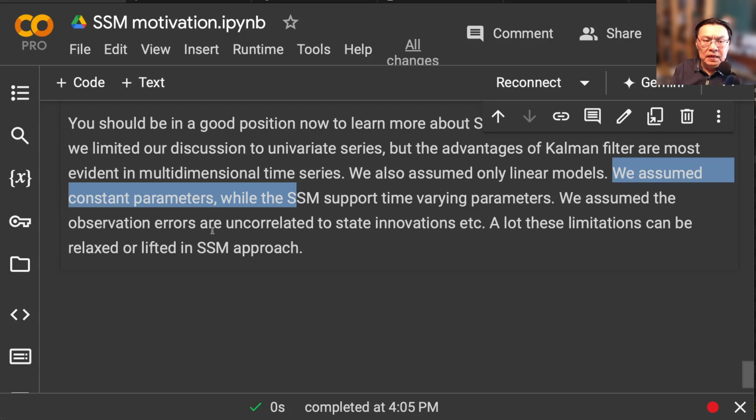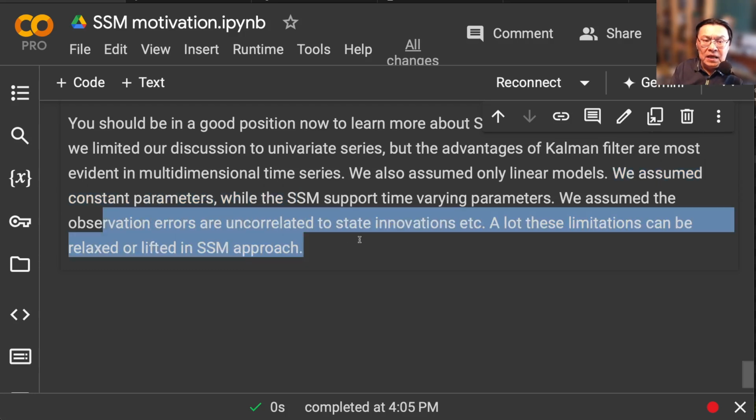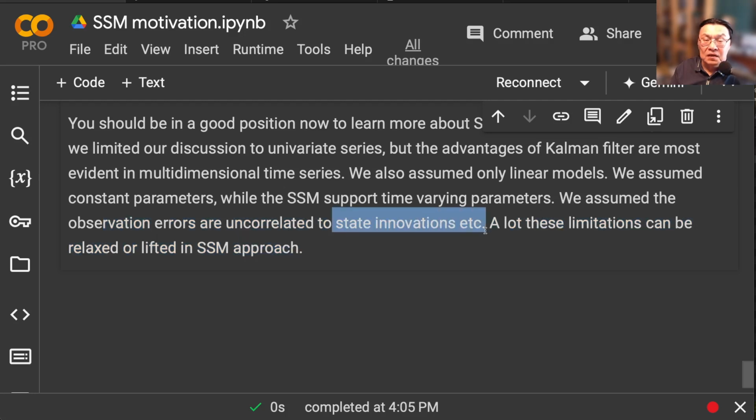Now, we assumed that the observation errors and the state innovations are uncorrelated. But in a state space model, that doesn't need to be the case. You can actually have correlated measurement and state errors. So basically these limitations can be relaxed or lifted, and the state space modeling approach is very flexible and allows for a lot of different configurations and setups, but then it gets very complicated. So hopefully you are in a better position to start learning about all of that. Thank you.